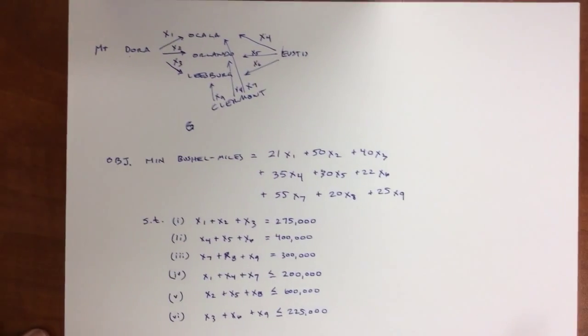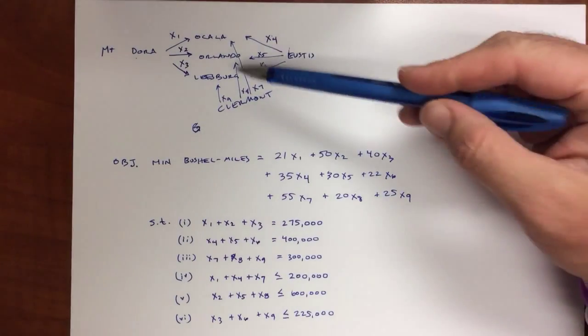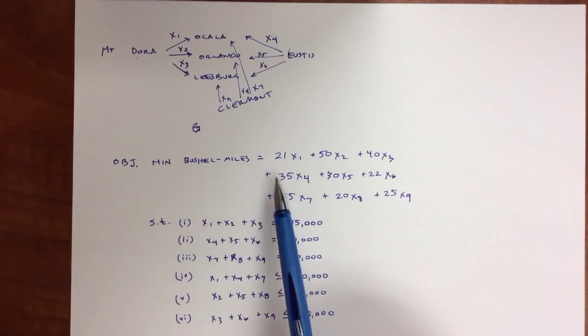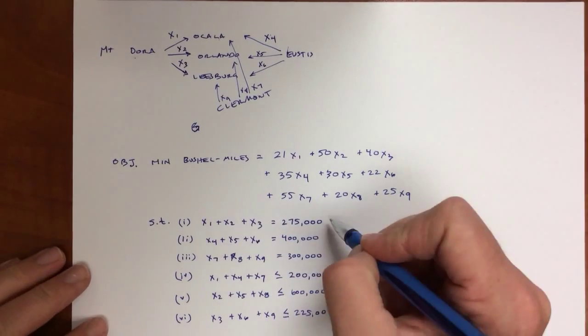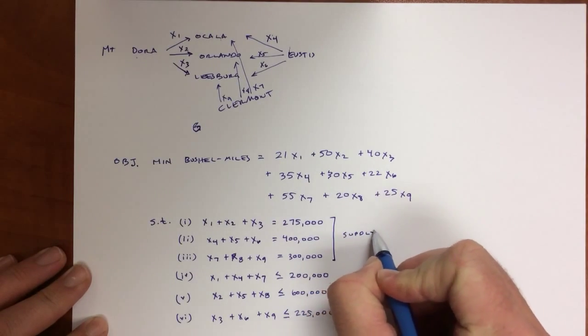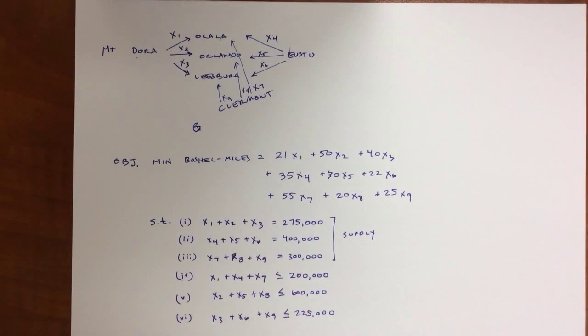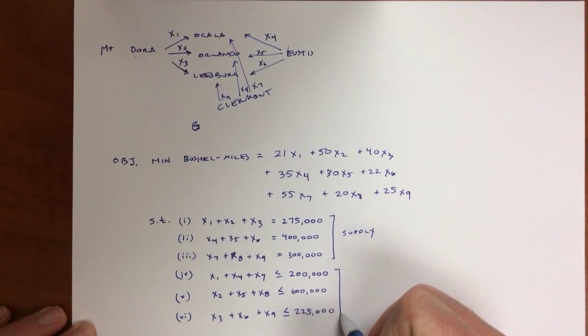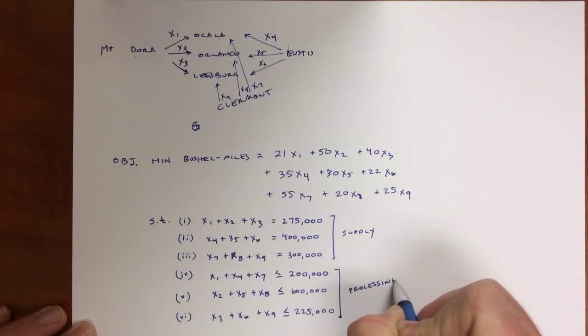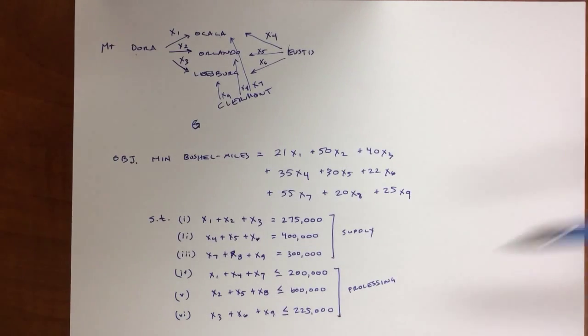And there is our linear program. We defined our variables, we identified our objective function to minimize the bushel miles, and we have these 3 constraints, which we can think of as our supply constraints. We need to ship out all the bushels that we have in the orchard, and this is our processing constraint, that we need to make sure that we are below the capacity of each processing plant.